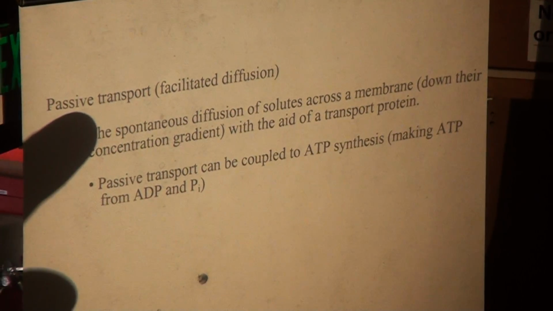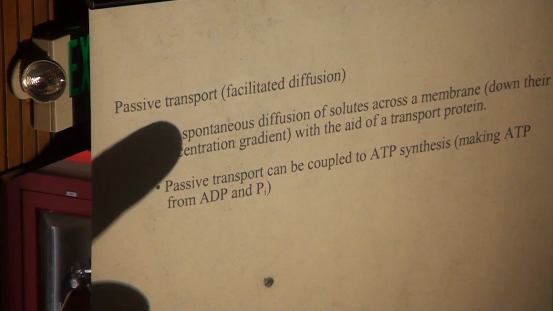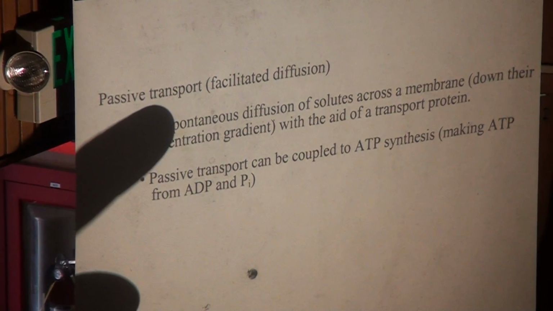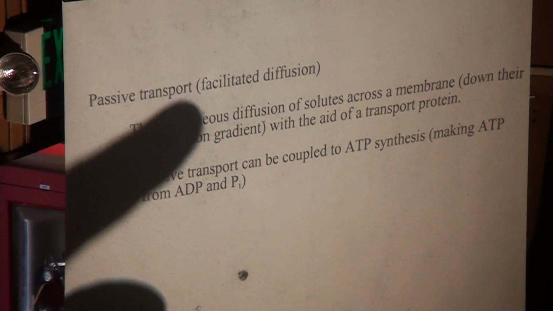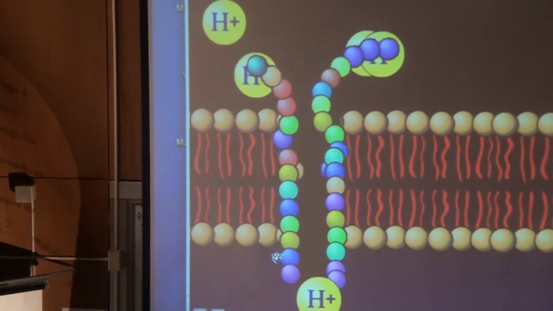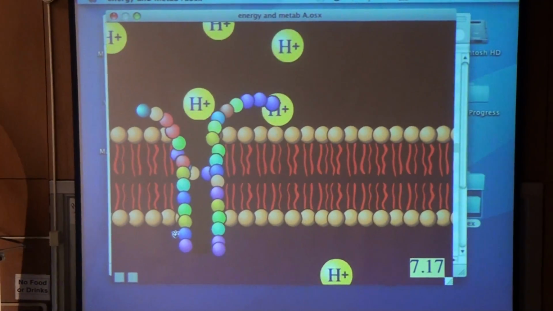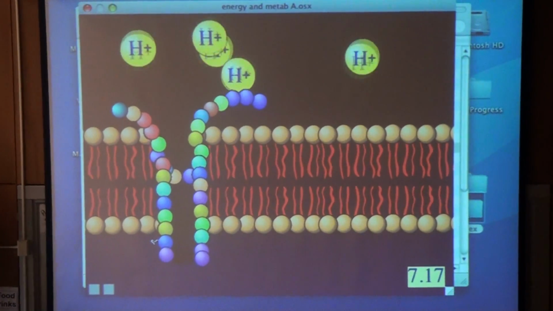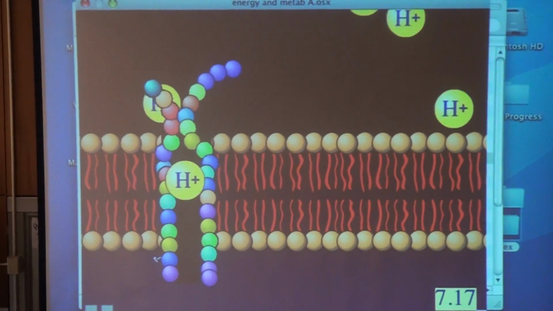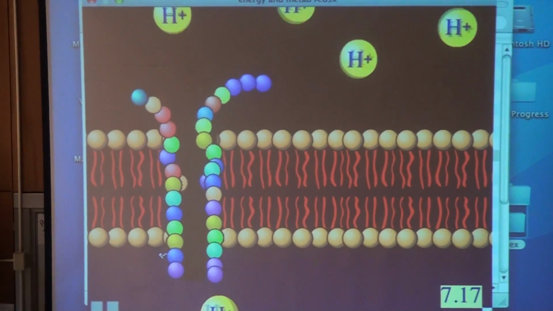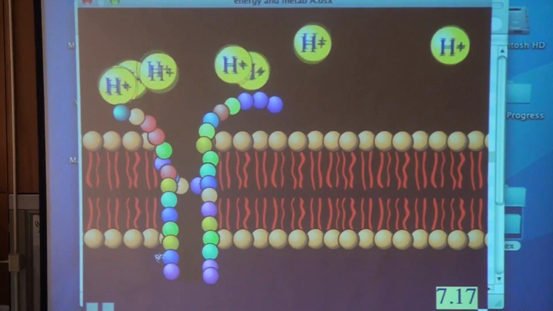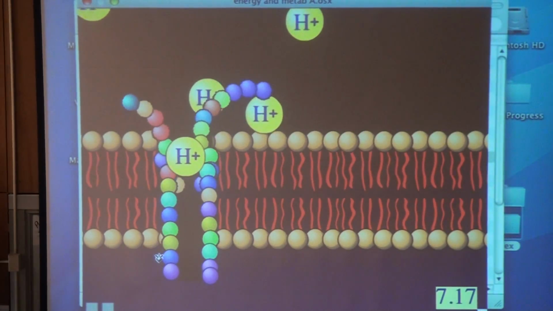Both names make sense. Passive because the cell does not have to put any energy into doing it. Solutes diffuse automatically. That's their natural direction, like water going downhill. And facilitated diffusion also makes sense because it is diffusion, but it has to be facilitated by a transport protein because the diffusion just won't happen without something to allow the solute to pass through the membrane. Spontaneous diffusion of solutes across a membrane, down their concentration gradient, through a transport protein.